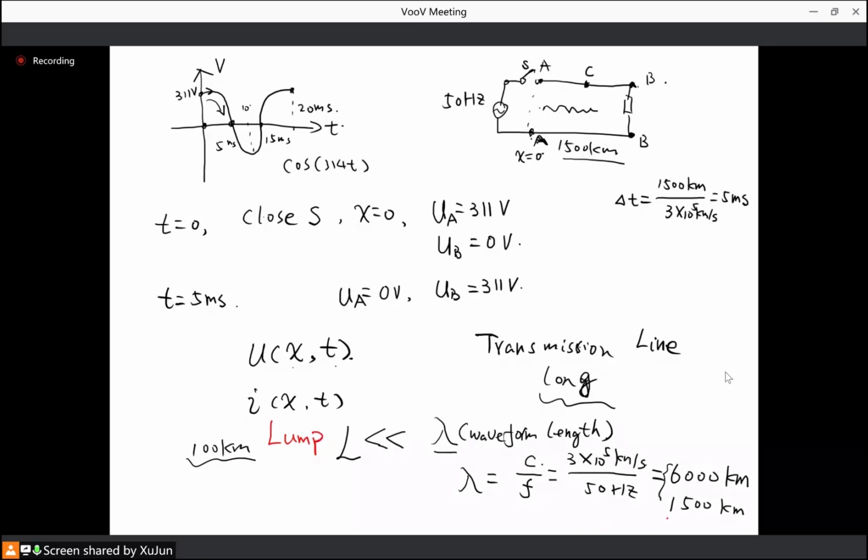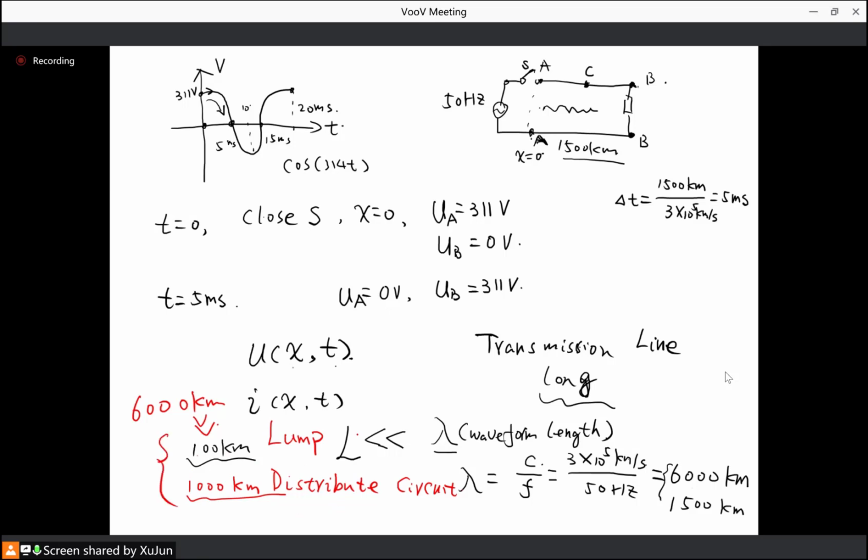Because the wavelength is 6,000 kilometers, 100 kilometers is much less. But if a circuit is 1,000 kilometers, we must treat it as a distributed circuit. Because 1,000 kilometers and 6,000 kilometers, we can compare them. It's not much less. So this is the difference between the lumped and the distributed circuit.